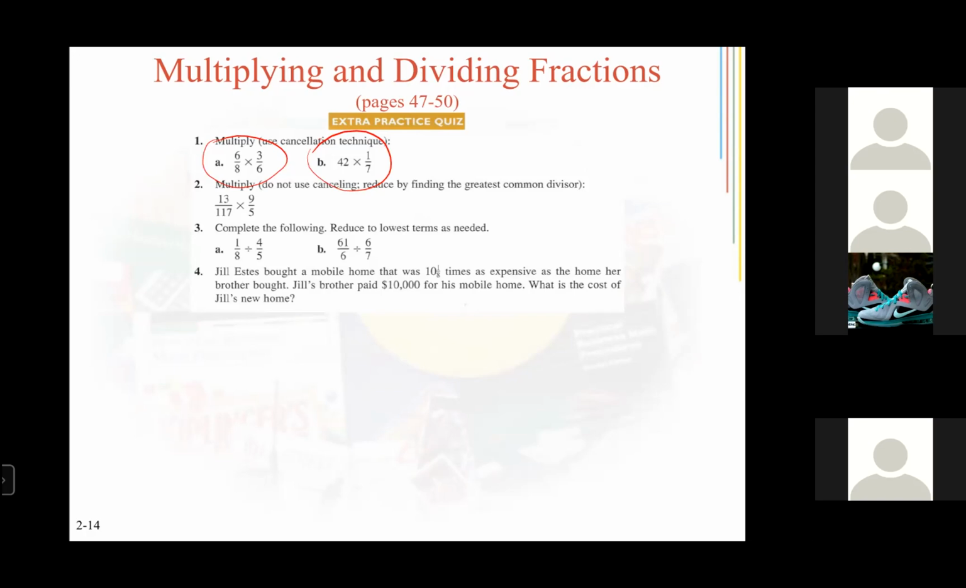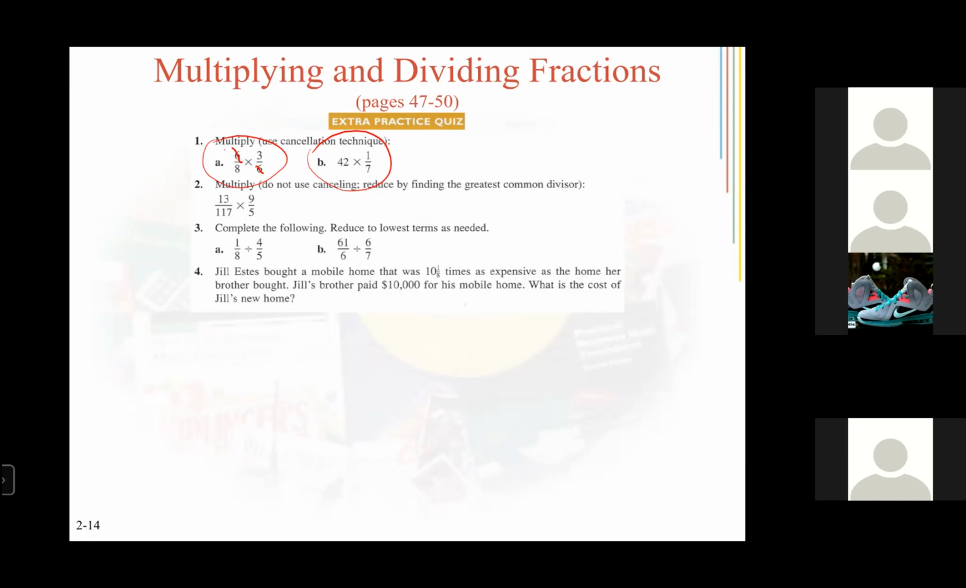Okay, so 1A, what did we get? 3/8. That's what I was just going to say. Okay, so you cancel out the 6 and 6, and 3 ones are 3 and 8 ones are 8. Okay, what about the second one? How do you do that one?